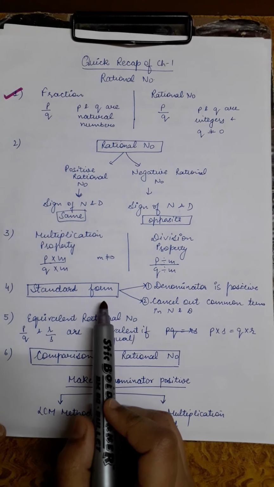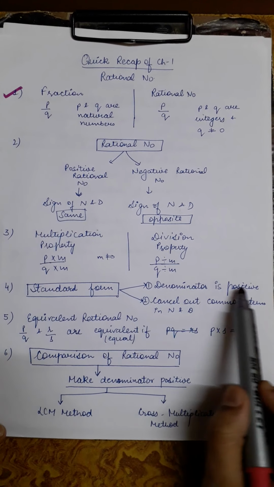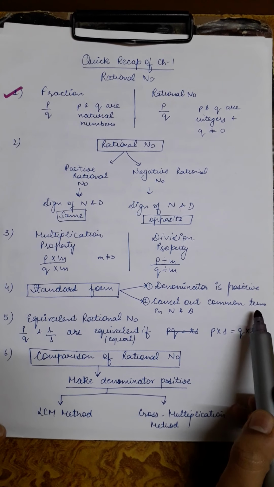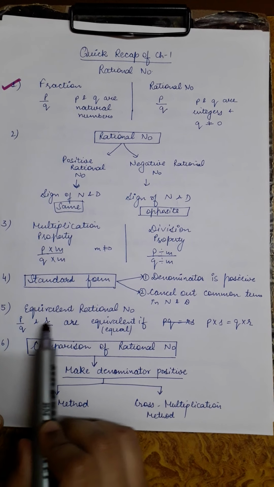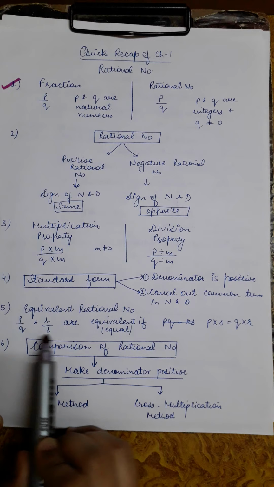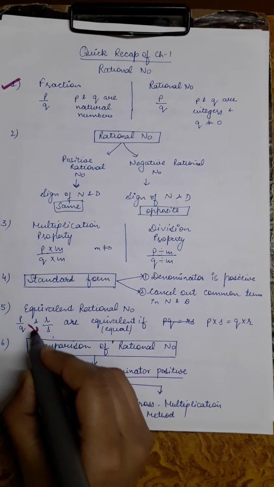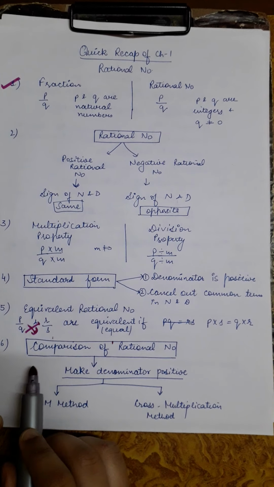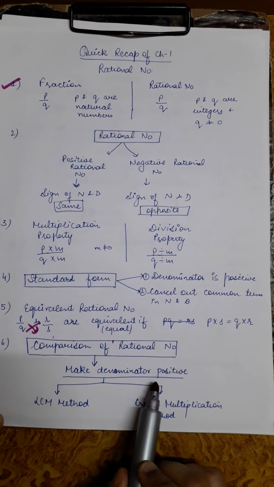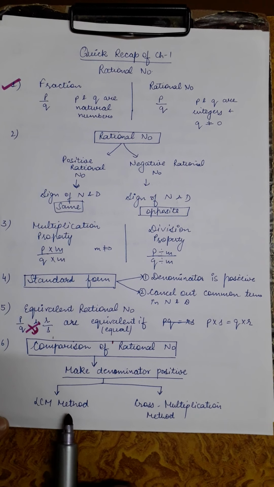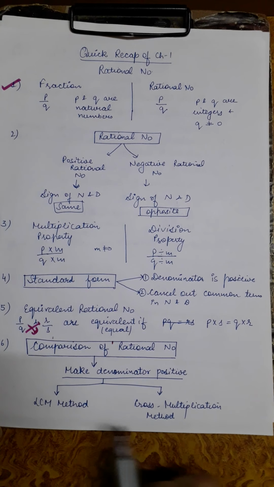The fourth topic we have done is standard form. In standard form we have to check two things. First, the denominator is positive. Second, we can cancel out the common terms in numerator and denominator. And the fifth concept we have learnt is equivalent rational numbers, that is two rational numbers are equivalent or equal if their cross products are equal. And last thing, comparison of rational numbers. Whenever we have to compare rational numbers, we'll first make the denominator positive and then we can compare by the LCM method or by cross multiplication. Both methods can be used, but the cross multiplication method is faster than the LCM method.